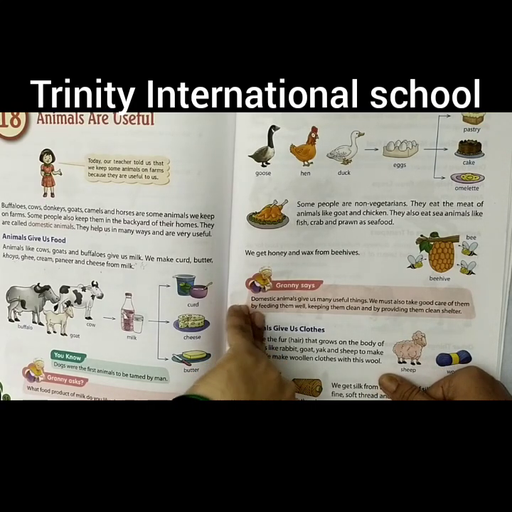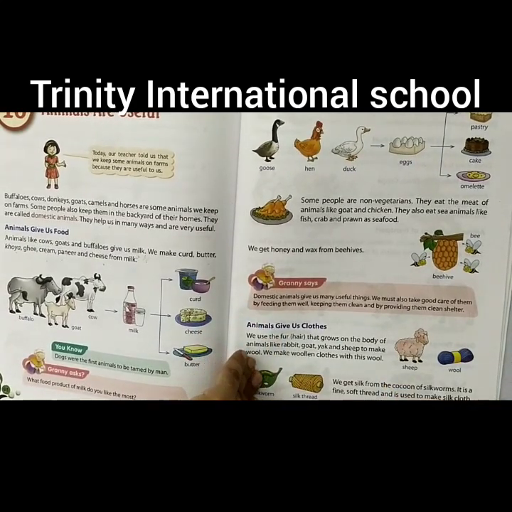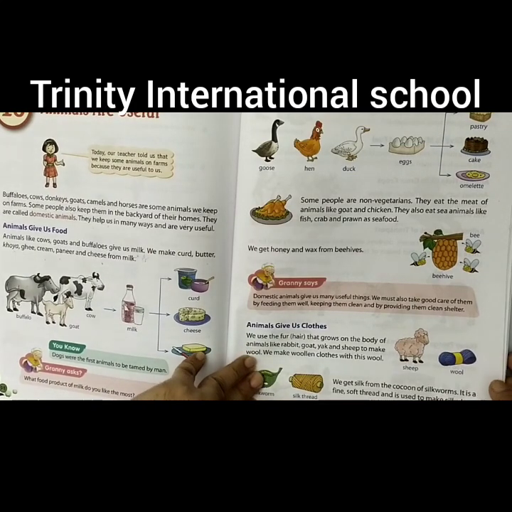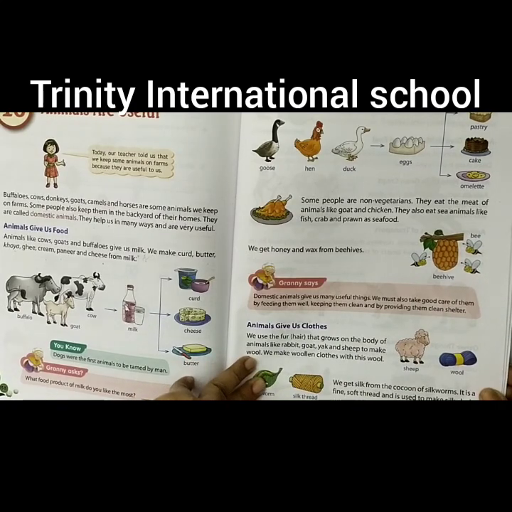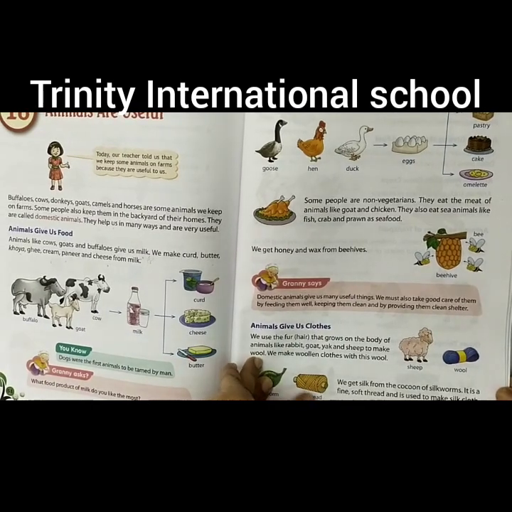Okay, so you have now seen that we get milk, we get egg, we get honey. So all these things are used as our food products, and these are very very nutritious food products.